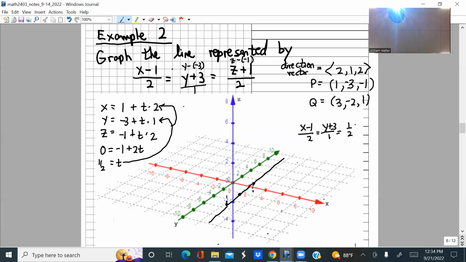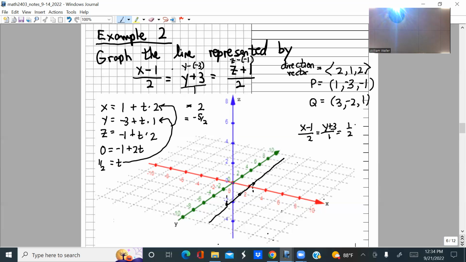Well, if you do that, you would get what? The x, what would the x be equal to? If t is 1/2, you get 1/2 times 2 is 1, plus 1 is 2. So we get there 2 for x, and then this is a little bit messier, right? We get what? 1/2 times 1 is 1/2, and then -3. So that's what? -5/2. Oh, so there's the point. 2, -5/2 and 0.